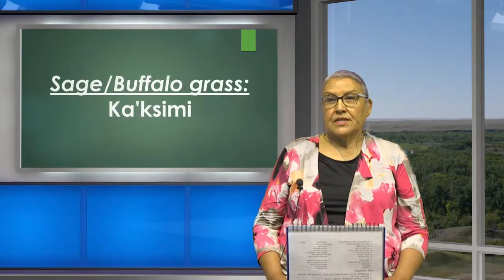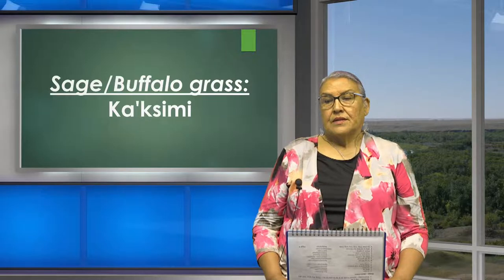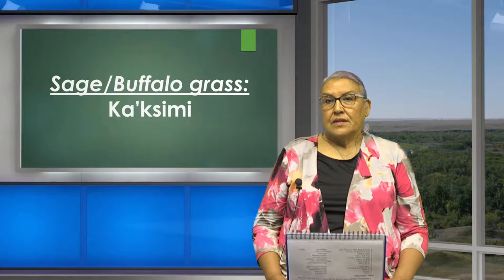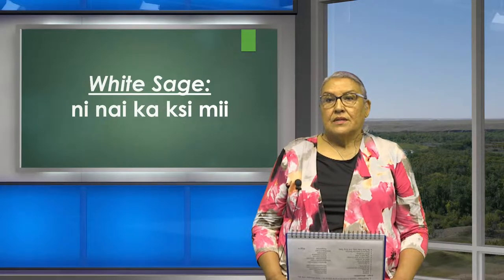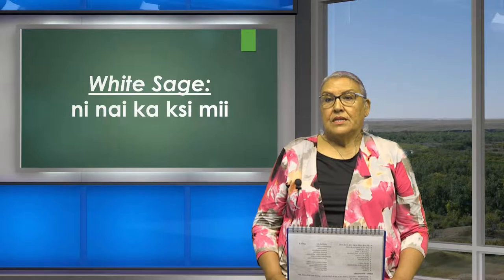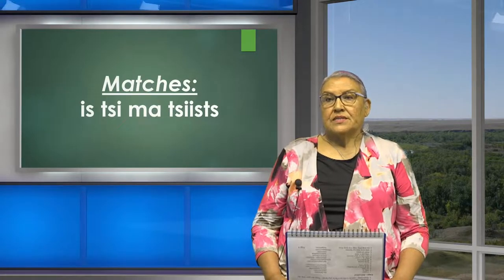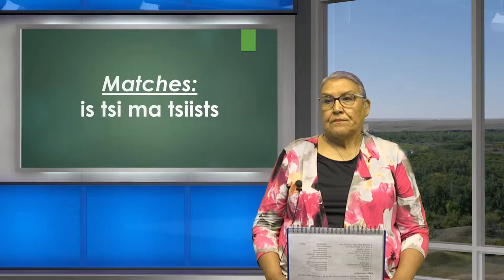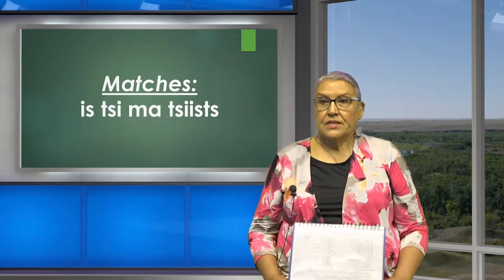Next one is sage or buffalo grass. Gaksimi. Next one is white sage. Nine gaksimi. Next one is matches. Istsimatsist. That's matches.